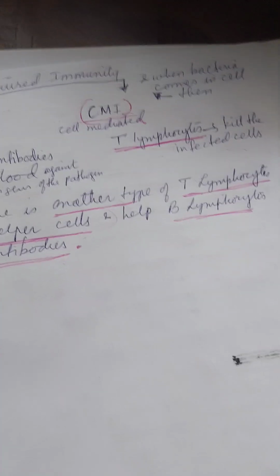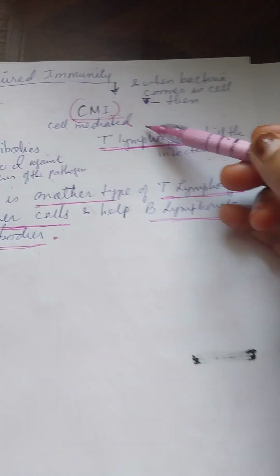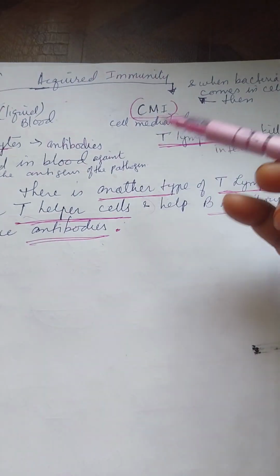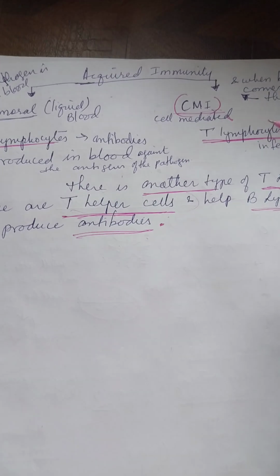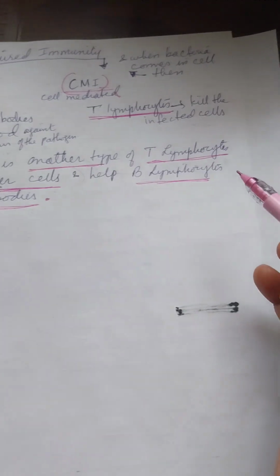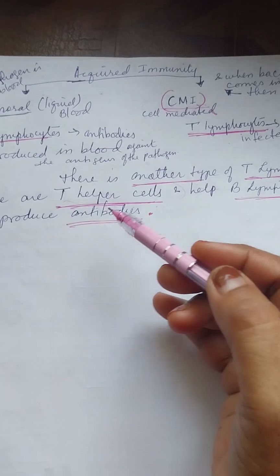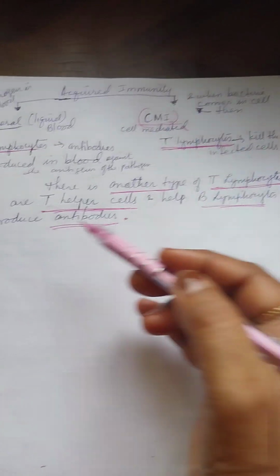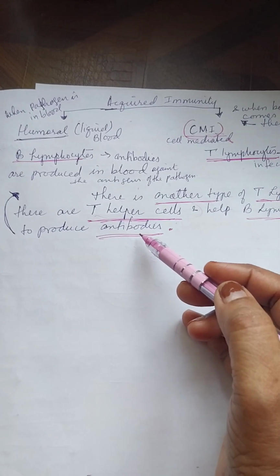Whereas when from blood the infection enters, the pathogen enters inside the cell, then whole of the cell will be killed by the T lymphocytes. These are the two types of acquired immunity. See, there is another type of T lymphocytes which are known as T helper cells, and these simply help the B lymphocytes to produce antibodies.